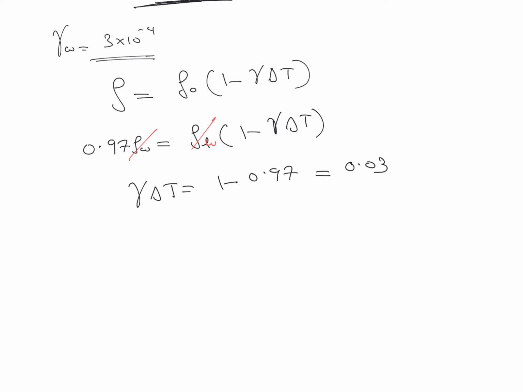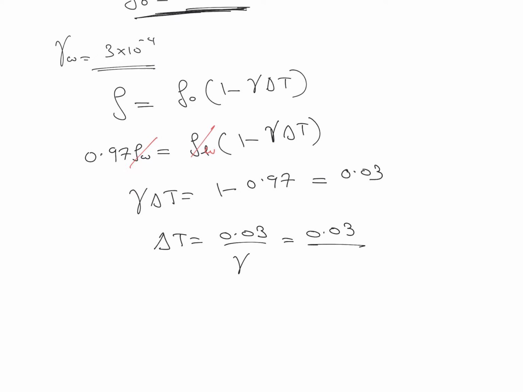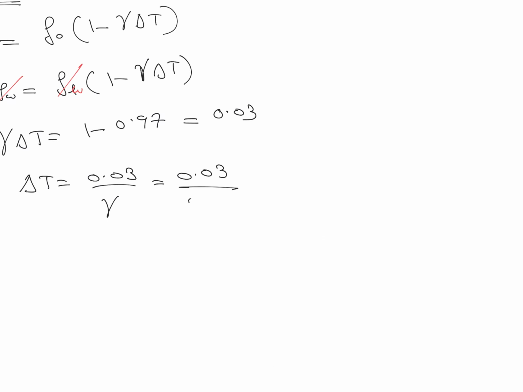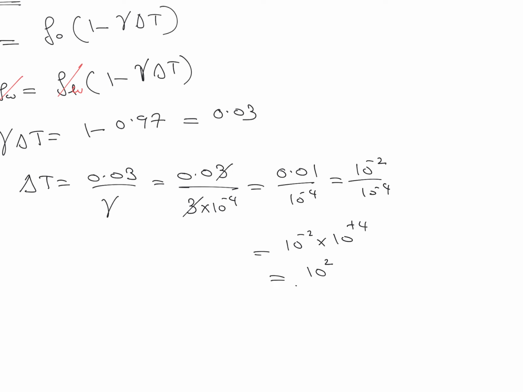So the value of delta T is 0.03 divided by gamma. The value of gamma is given in the question as 3 times 10 raised to minus 4, so delta T is 0.03 divided by 3 times 10 raised to minus 4. The 3 cancels, so this is going to be 0.01 divided by 10 raised to minus 4, and we know that 0.01 means 10 raised to minus 2 divided by 10 raised to minus 4. When 10 raised to minus 4 comes to the numerator, it becomes 10 raised to plus 4. So we can write this as 10 raised to 2, which is equal to 100.